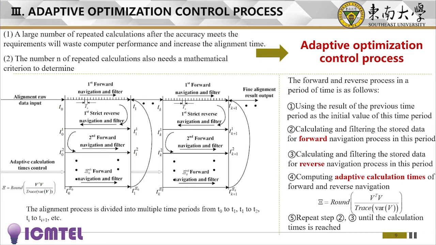Firstly, using the result of the previous time period as the initial value of this time period. Secondly, calculating and filtering the stored data for the forward navigation process in this time period. Thirdly, calculating and filtering the stored data for the reverse navigation process in this period. Fourthly, computing adaptive calculation times of forward and reverse navigation. Fifthly, repeat step 2 and step 3 until the calculation times is reached.